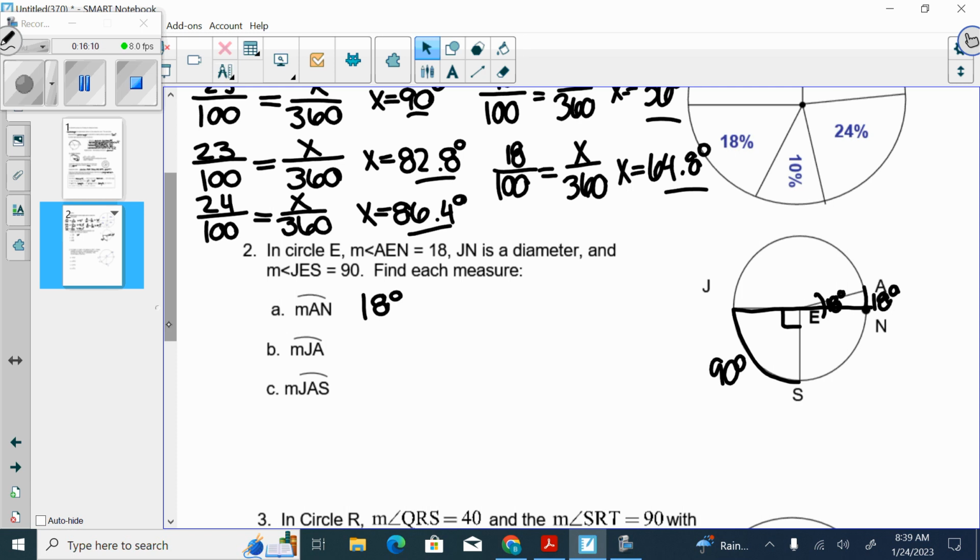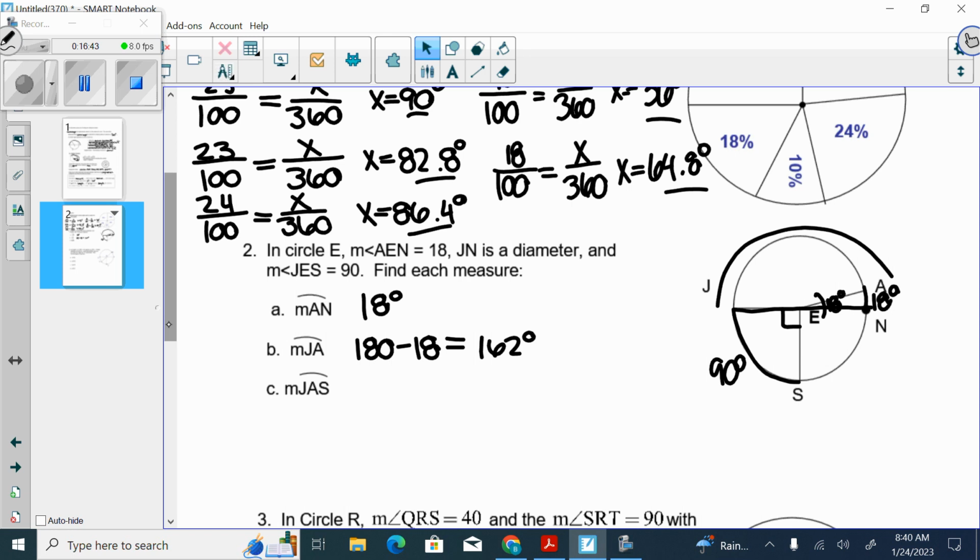Okay, the next piece they ask for the measure of is the arc JA. So from there to there. What would we do to find the measure of the arc JA? Right. We know that JN is a diameter, which cuts it in half, or 180 degrees. If we just subtract out the 18 degrees, that will leave us with JA, which is how many degrees? Good.